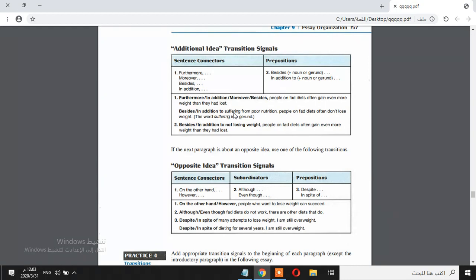On the other hand, however, people who want to lose weight can succeed. This example is taken from the book in front of you. But what? Yes.